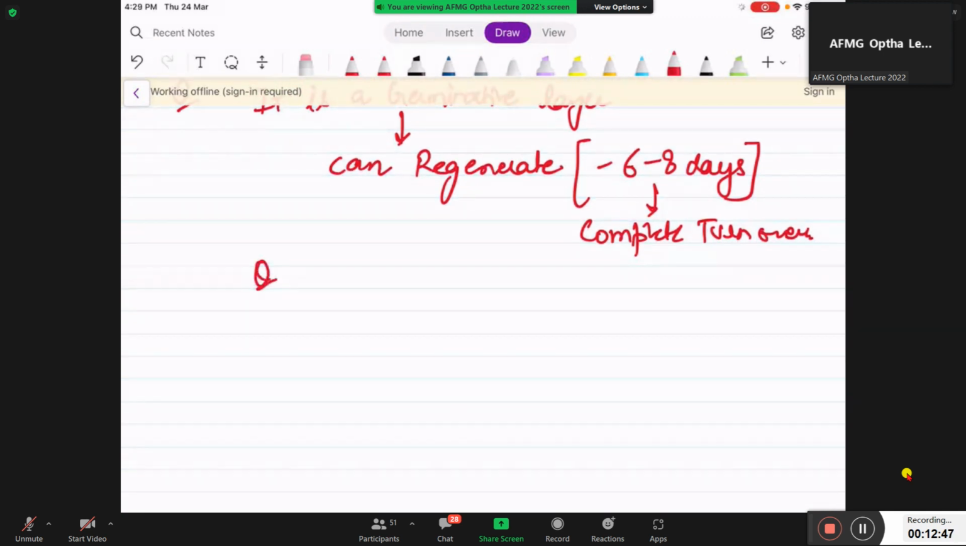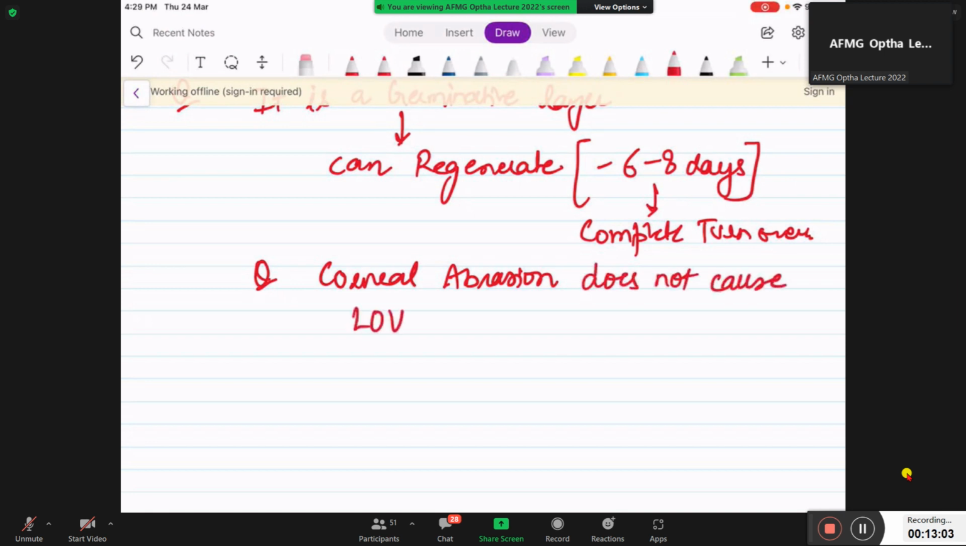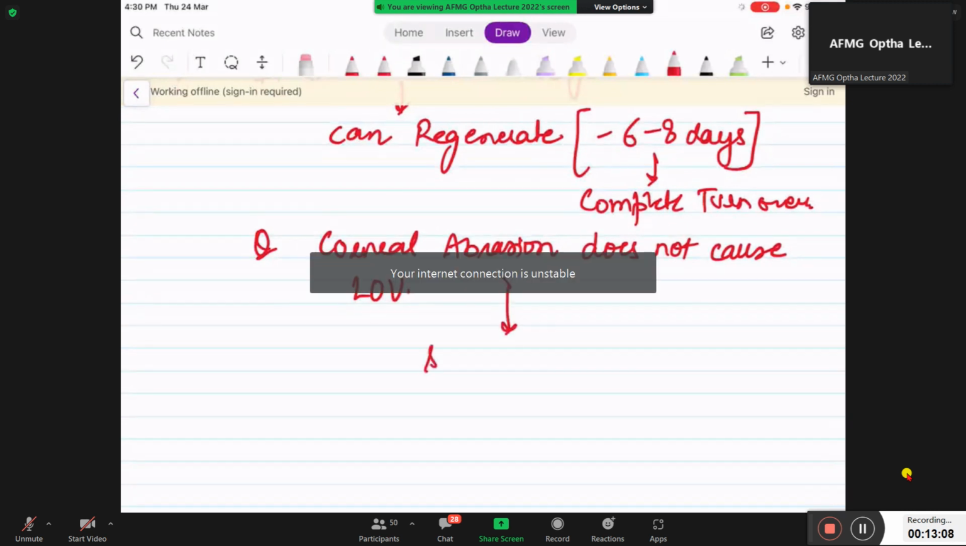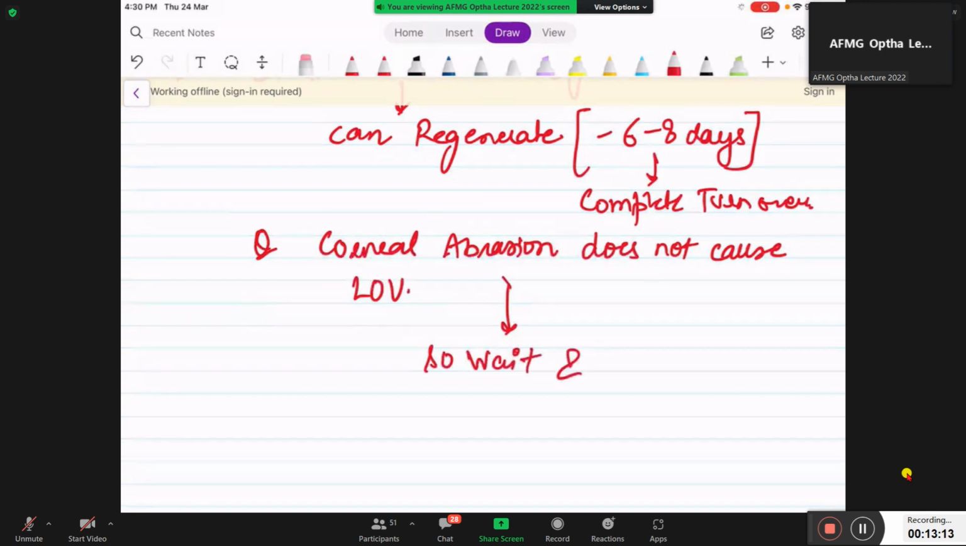So, important question, write down: corneal abrasion. Abrasion means a superficial corneal wound. Superficial corneal abrasion does not cause loss of vision. LOV means loss of vision. So you need to just wait and watch. It will heal on its own because epithelium is germinative.